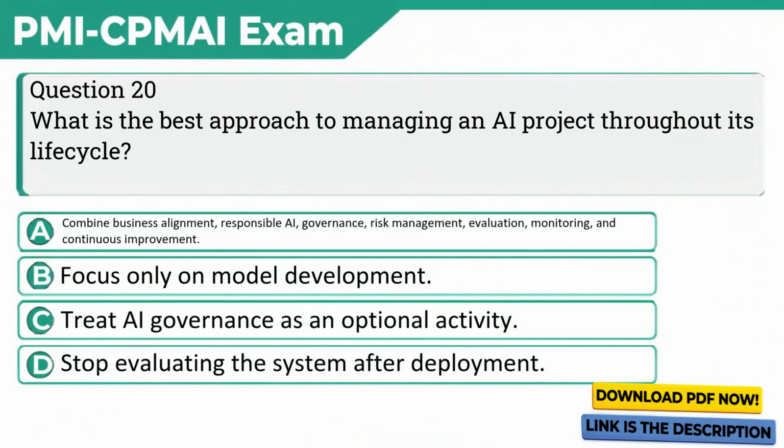Question 20. What is the best approach to managing an AI project throughout its lifecycle? A. Combine business alignment, responsible AI, governance, risk management, evaluation, monitoring, and continuous improvement. B. Focus only on model development. C. Treat AI governance as an optional activity. D. Stop evaluating the system after deployment.